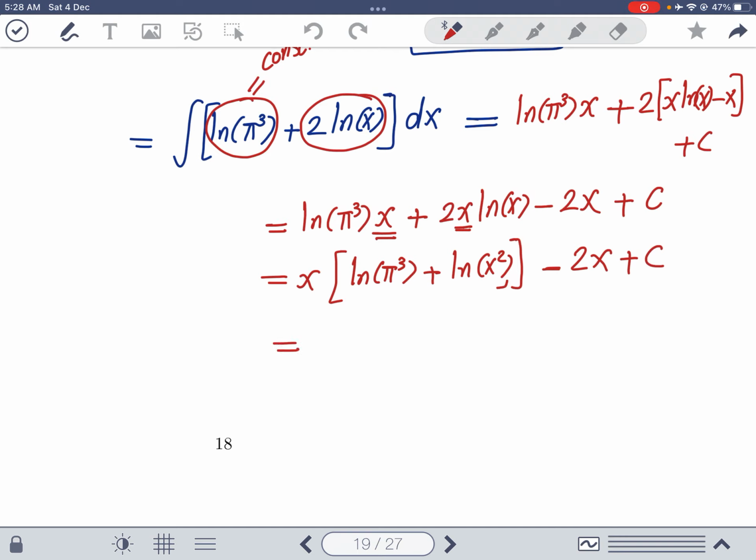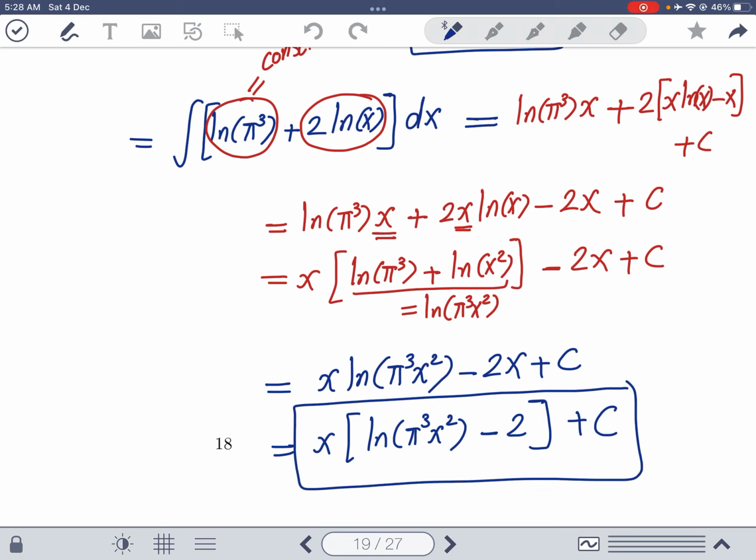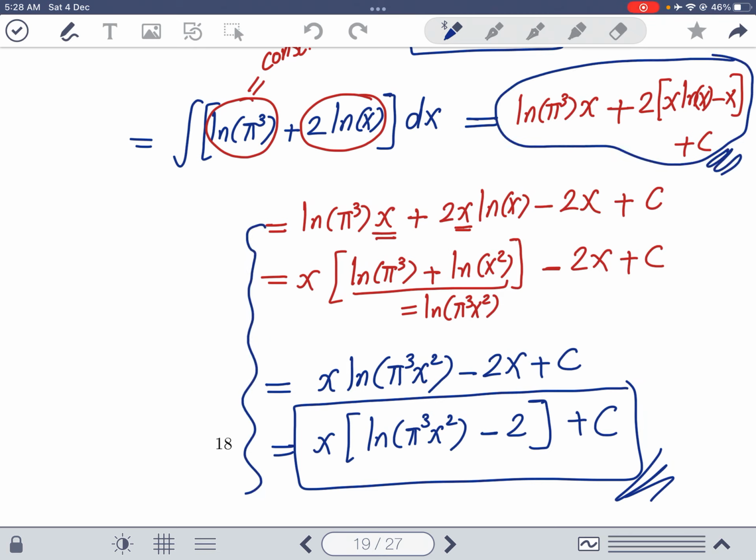And so combining these, it will be ln of pi cube x squared. Because you're done already with the integral, so put it back as it was given. So this becomes x ln of pi cube x squared minus 2x plus c. And actually x again is a common factor. And you can have ln of pi cube x squared minus 2 plus c inside. This probably is the simplest form. But once you reached even here, you were done already. I mean, you got the formula. All we did here was simplification.